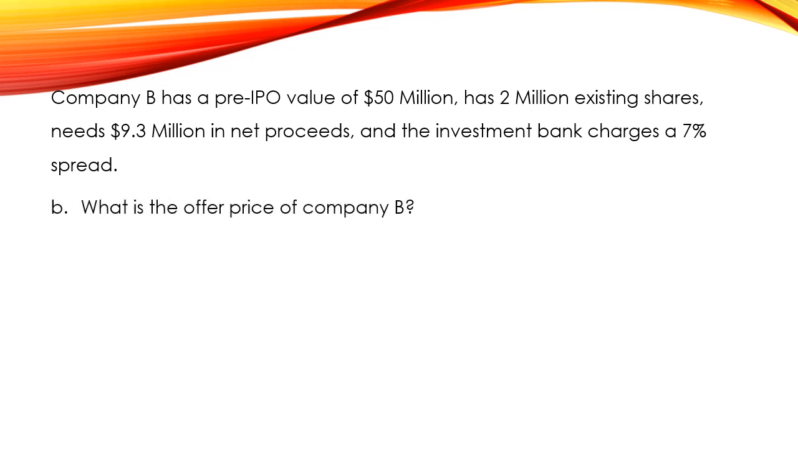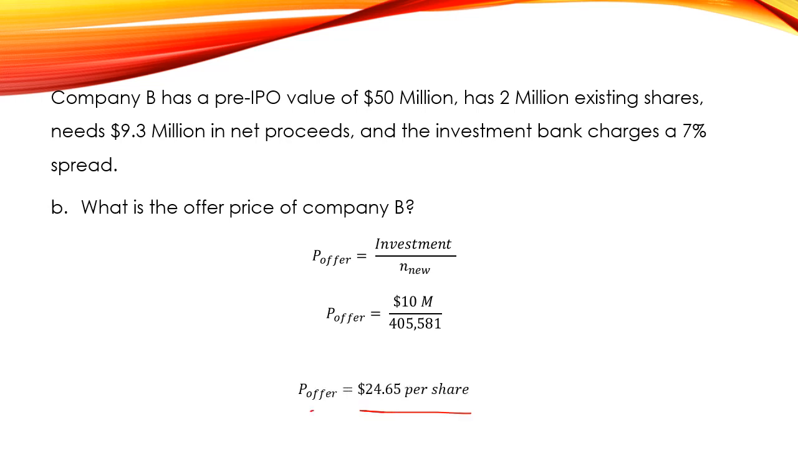Question B. What is the offer price of Company B? We know that the offer price is equal to the investment divided by the new number of shares, where the investment is equal to 10 million, or the gross proceeds, divided by the new number of shares, which is 405,581 shares. As a result, the offer price will be equal to $24.65 per share.